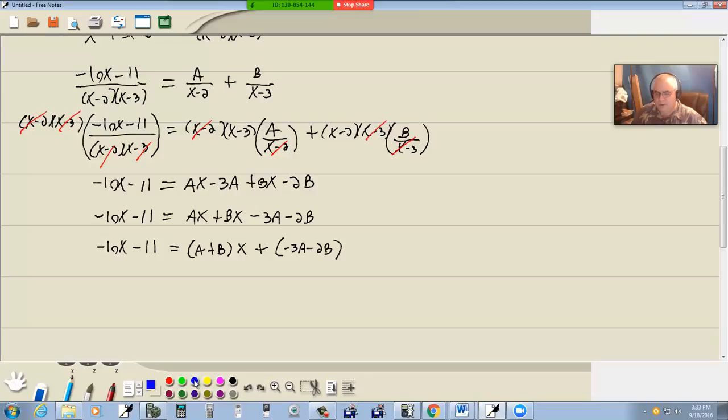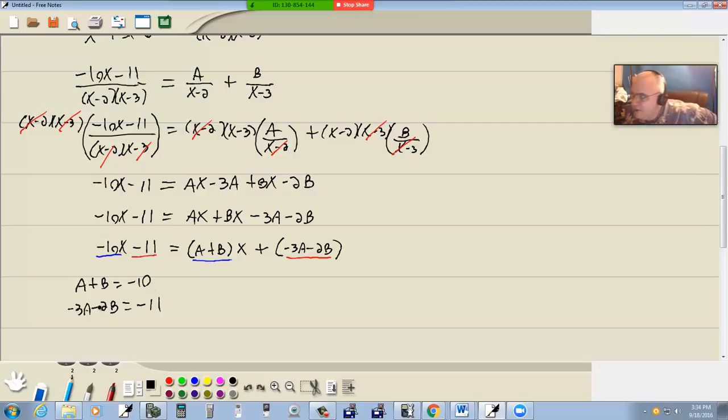Now what we're going to do is we're going to equate whatever number's in front of our x here with whatever's in front of our x over here. So we're going to have A plus B is equal to negative 10. And we're going to equate our constant term with whatever we have over here, ones that don't have x's. So we're going to have negative 3A minus 2B is equal to negative 11.